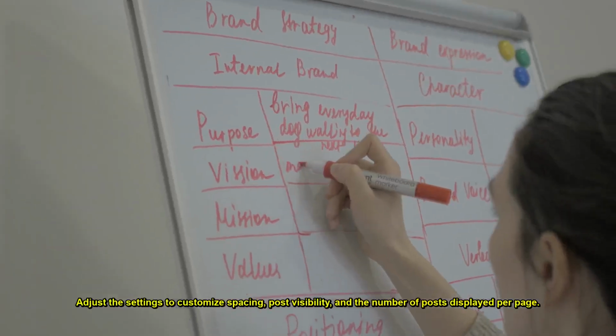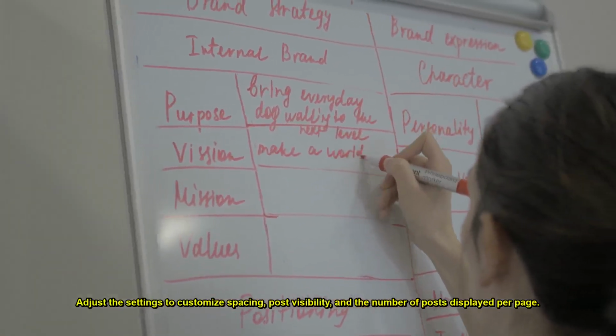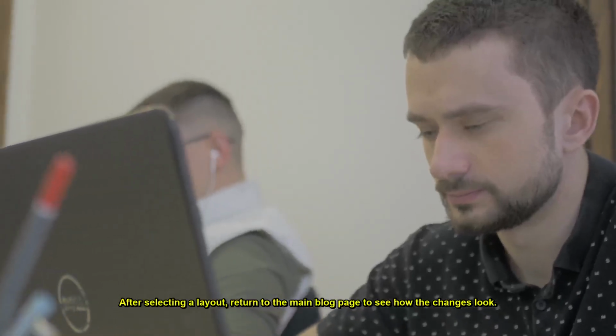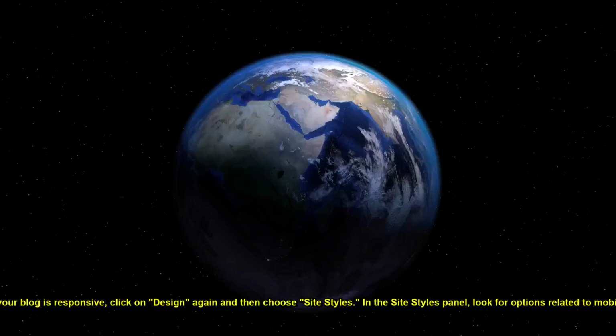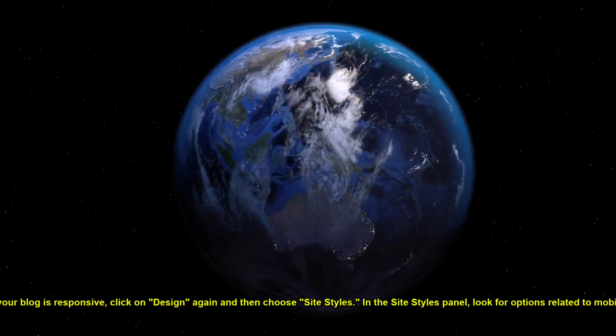Adjust the settings to customize spacing, post visibility, and the number of posts displayed per page. After selecting a layout, return to the main blog page to see how the changes look. To ensure your blog is responsive, click on Design again and then choose Site Styles.